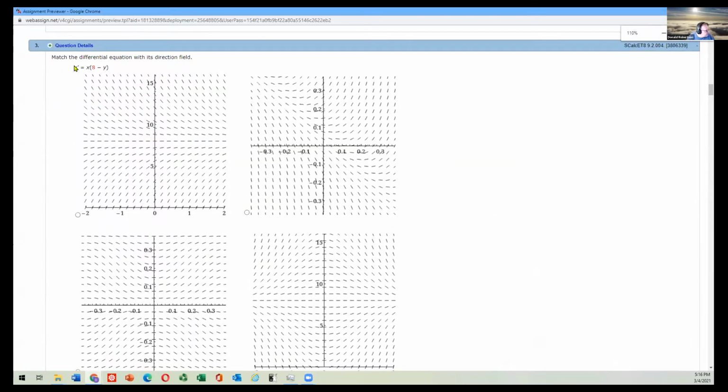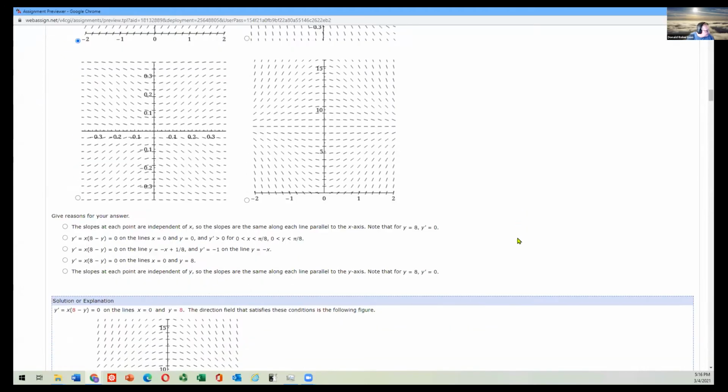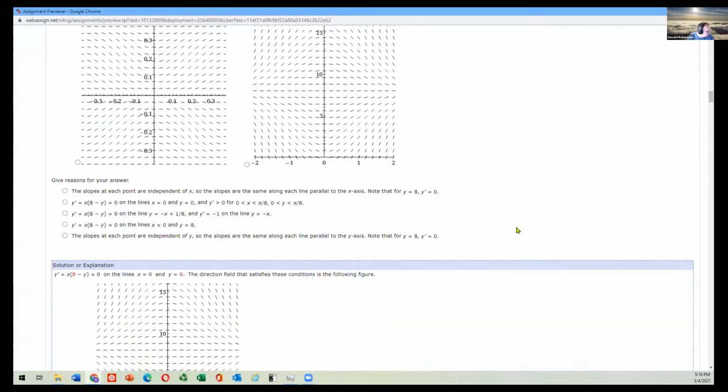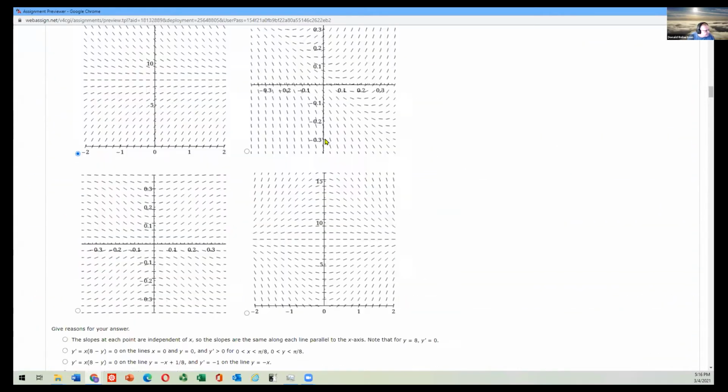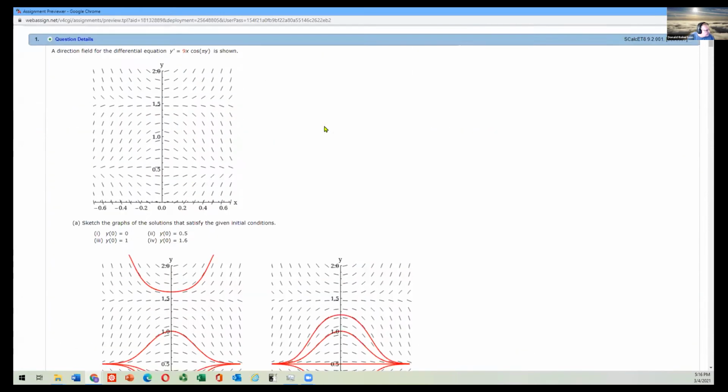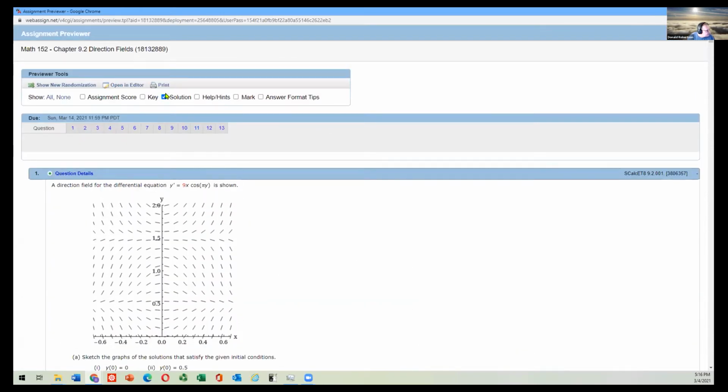Right, so in this question, here is the differential equation. Figure out which one of these 4 pictures it is. And then you can pick one of the reasons for it. Oh, this has got all the solutions on it, which is very distracting for me.